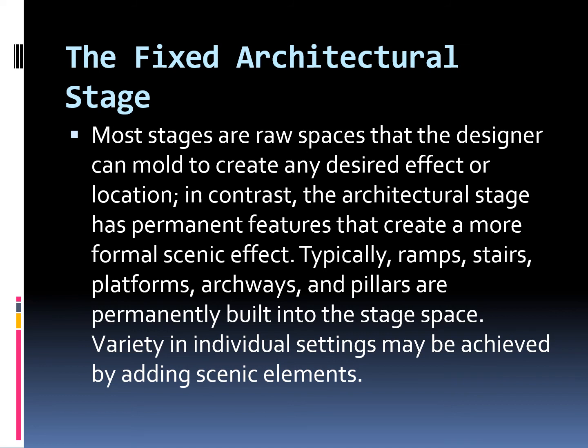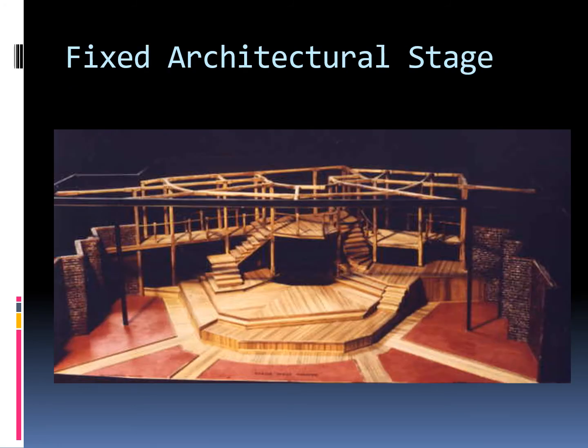The fixed architectural stage. Most stages are raw spectacles that the designer can mold to create any desired effect or location. In contrast, the architectural stage has permanent features that create a more formal scenic effect. Typically, ramps, stairs, platforms, archways, and pillars are permanently built into the stage space. Variety in individual settings can be achieved by adding scenic elements. This is an example of a fixed architectural stage.